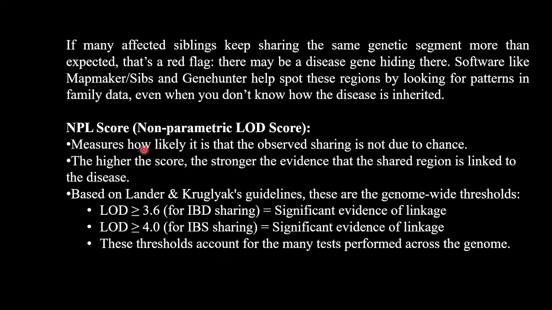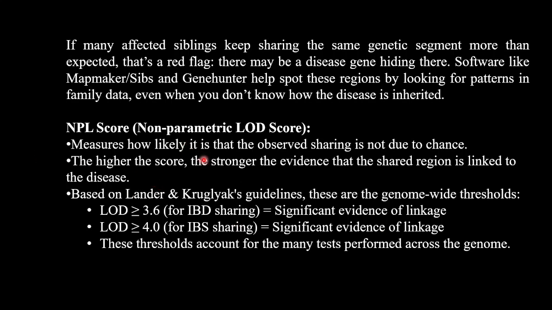So the NPL score measures how likely it is that the observed sharing is not due to chance, but because of a disease-causing gene located near this particular locus. So you calculate the LOD score, and that's how you can find out that there is a linkage between this particular segment, which is sharing more than expected, and the disease-causing gene. If you want to study more on the LOD score, you can watch my lecture on linkage disequilibrium. I have explained it there.